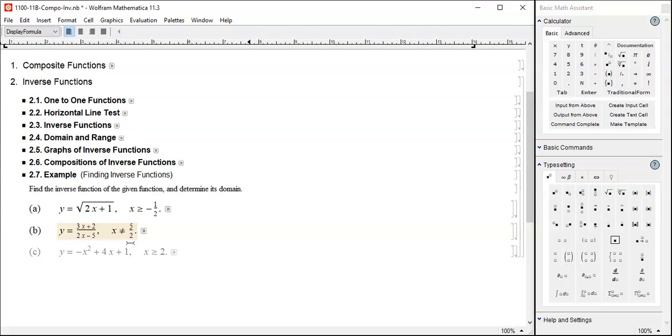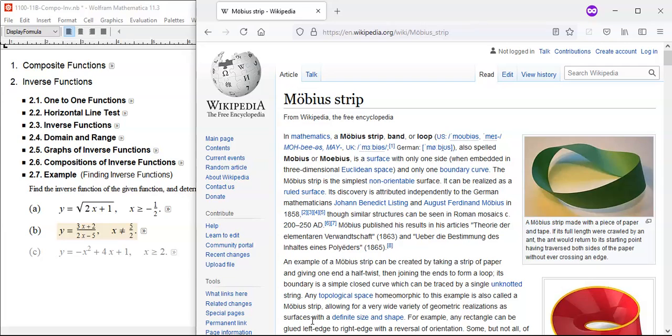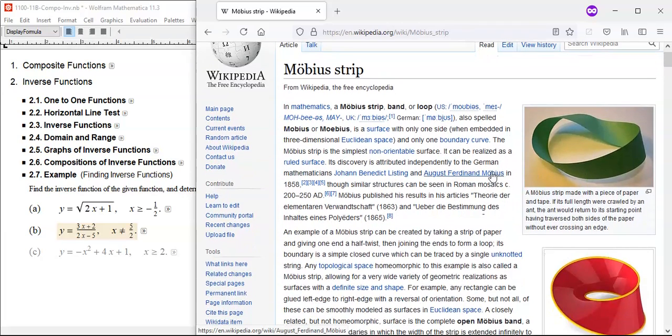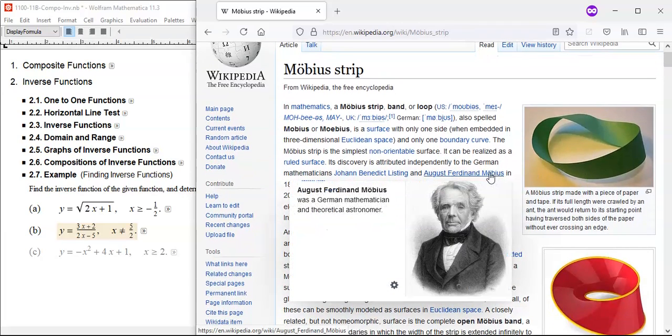It is so important that it has a certain name attached to it. It is called Möbius function, named after German mathematician Möbius. The same Möbius associated to Möbius band or Möbius strip, like this. This gentleman here.